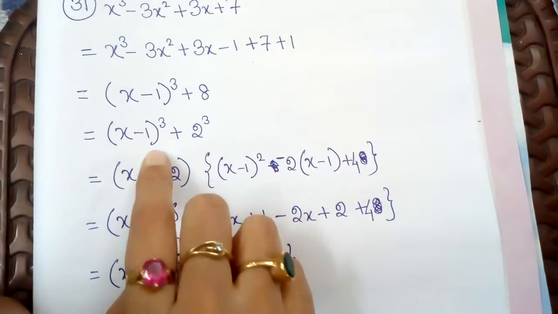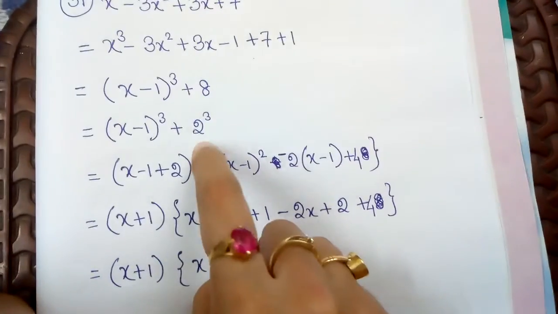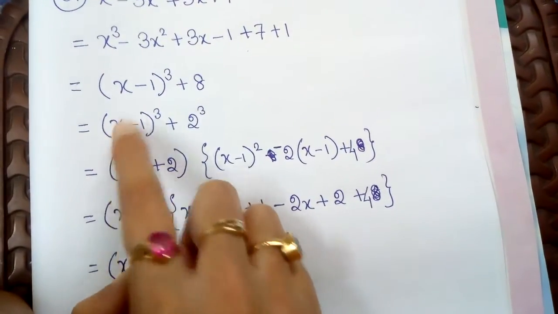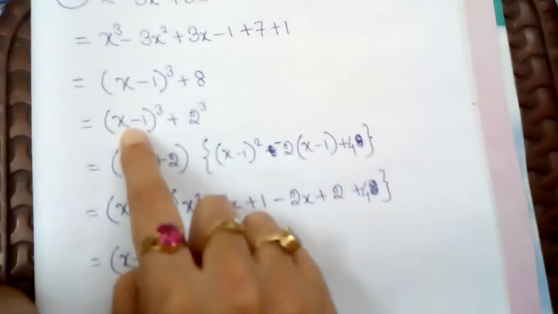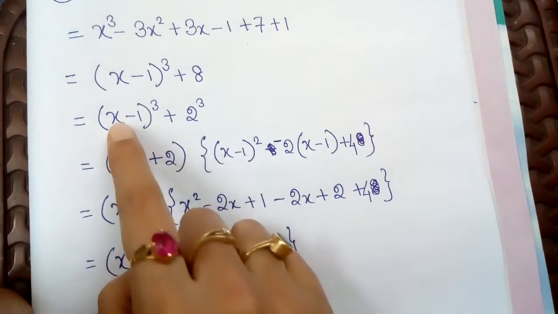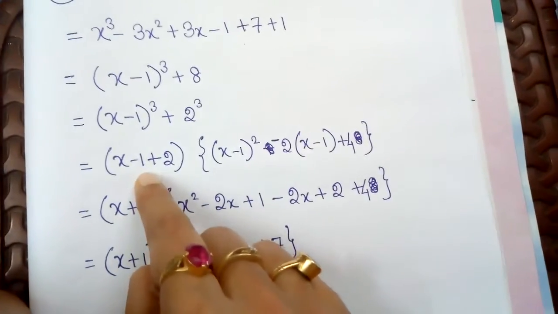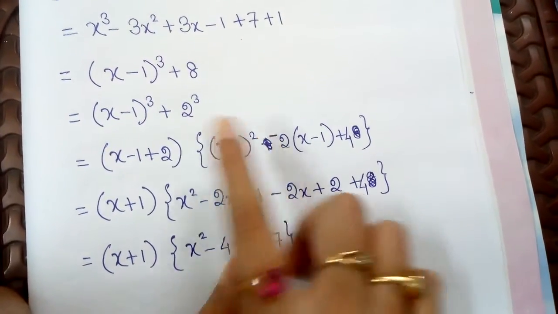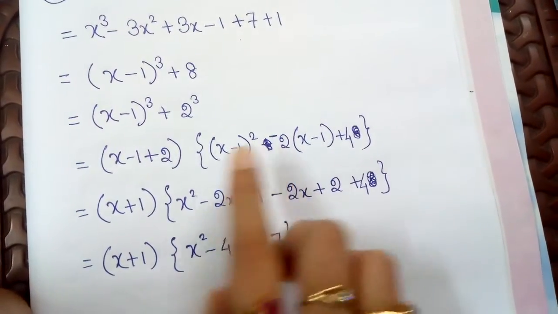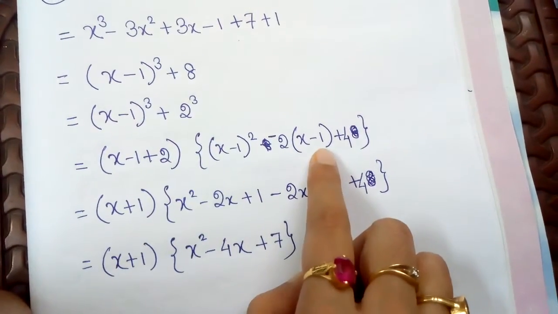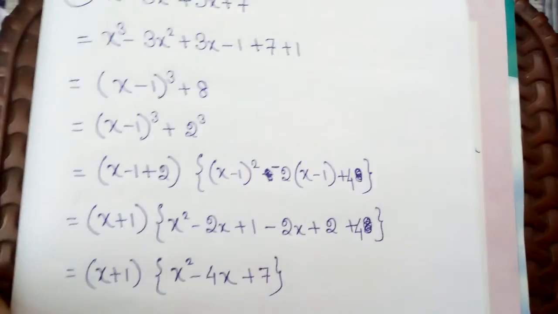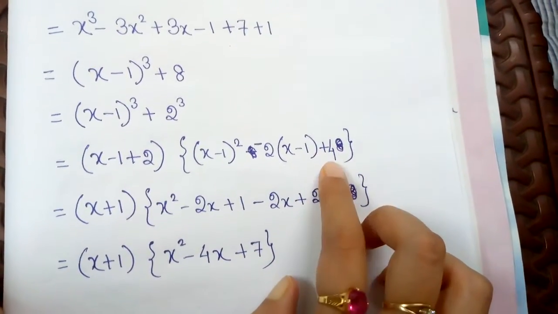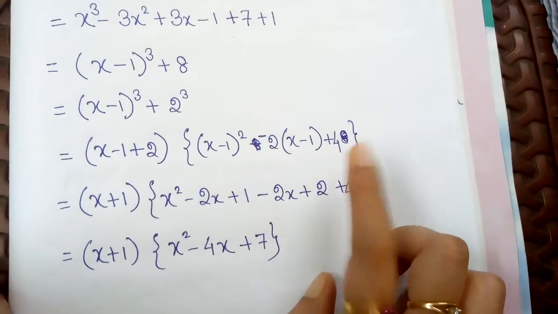So (x minus 1) whole cube plus 8 can be expressed as 2 cube. So this is my x, this is my y. So x cube plus y cube is given. So x means x minus 1 plus 2. Then (x minus 1) whole square, because x square, minus 2 into (x minus 1) plus 2 square, that is 4.